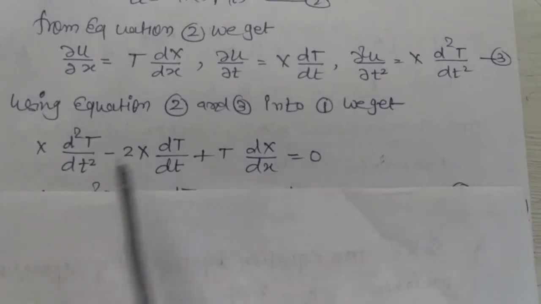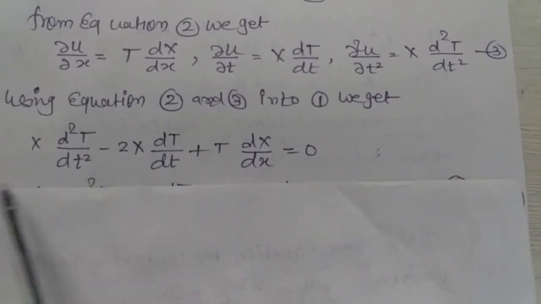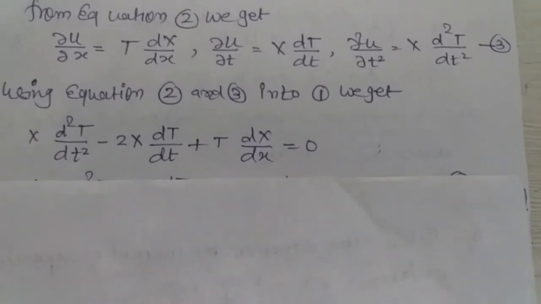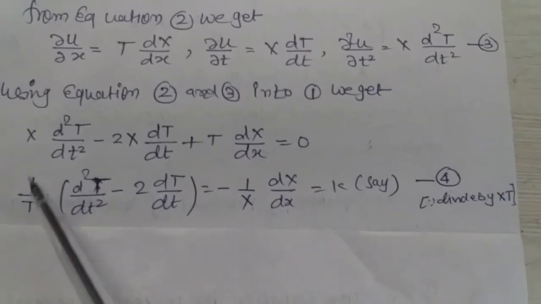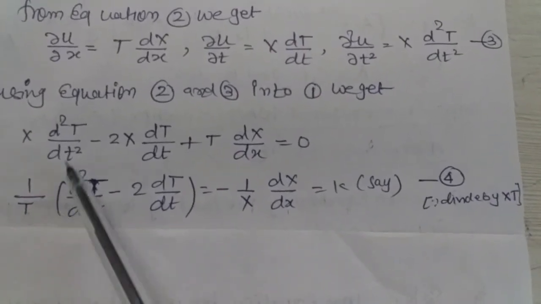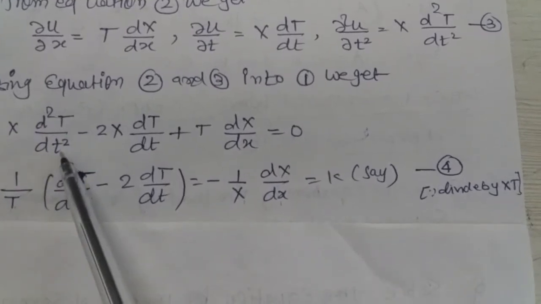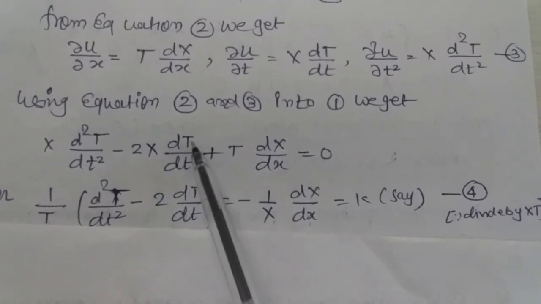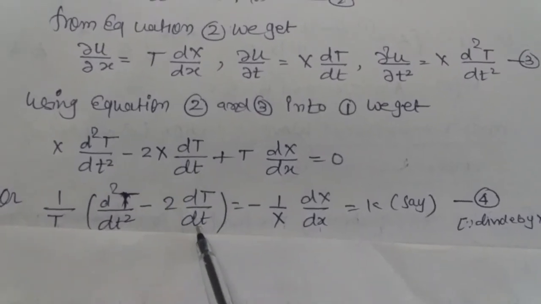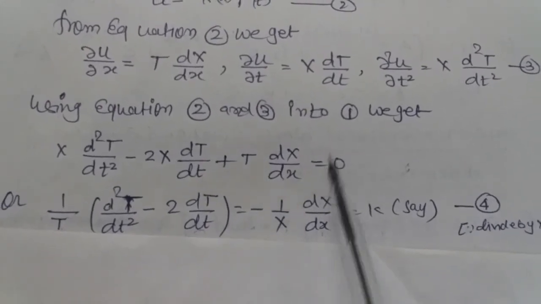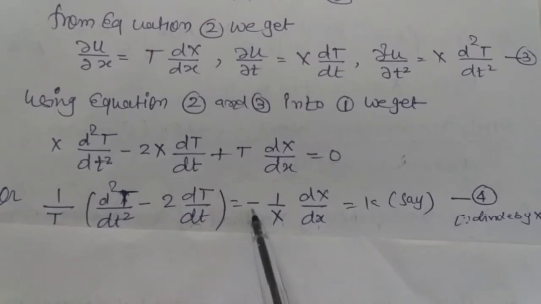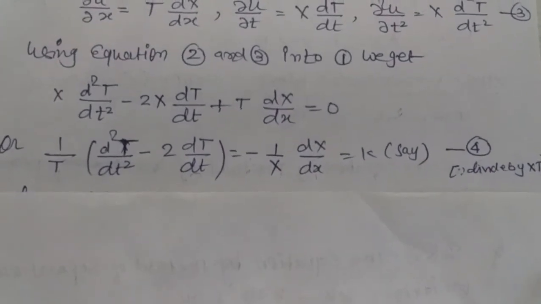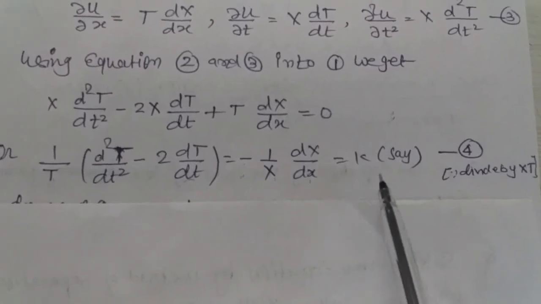then divide the whole equation by capital X and capital T. So in left hand side capital X is cancelled, so we get 1 upon capital T multiplied by d²T/dt² minus 2 times dT/dt equal to, in right hand side capital T is cancelled, so we get minus 1 upon X into dX/dx equal to k.